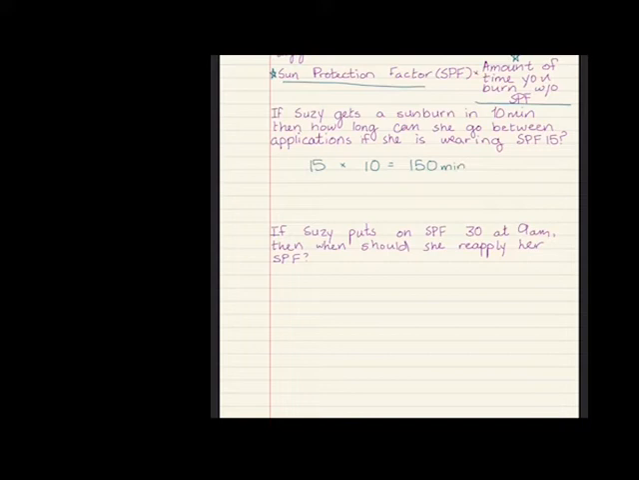Okay? So the next example we're going to do, I meant to put an exclamation point there, 150 minutes. In the next example, we're going to go over how to give an exact time that someone would need to reapply. So we know that Susie's putting on SPF 30, so I'm going to put 30 right here. And this is the same Susie from before, so she burns in 10 minutes. So we're going to multiply that by 10. This time, we get an answer of 300 minutes.